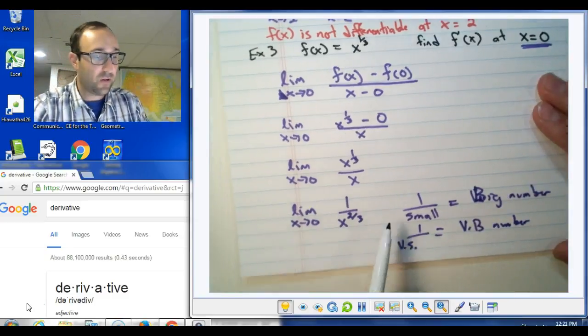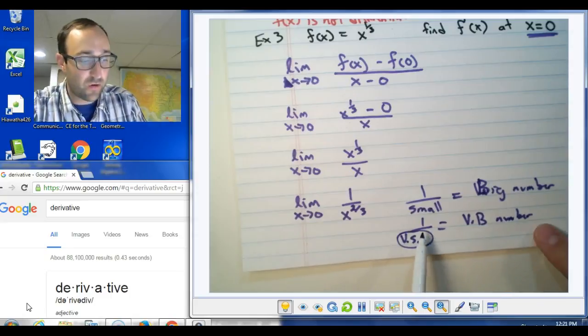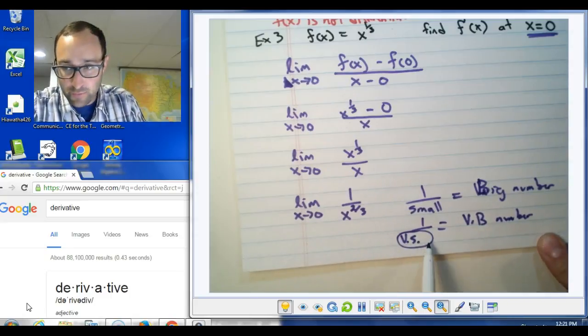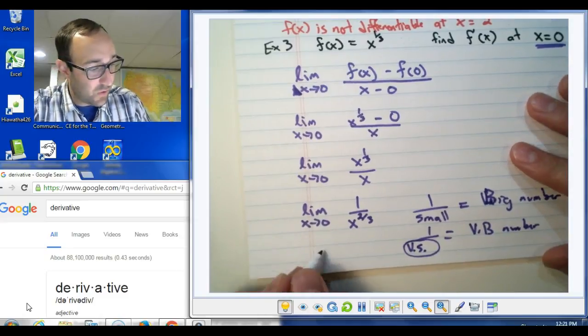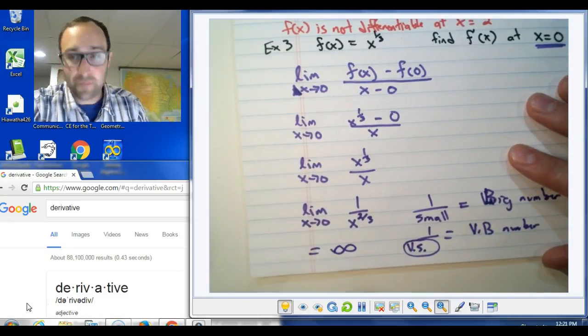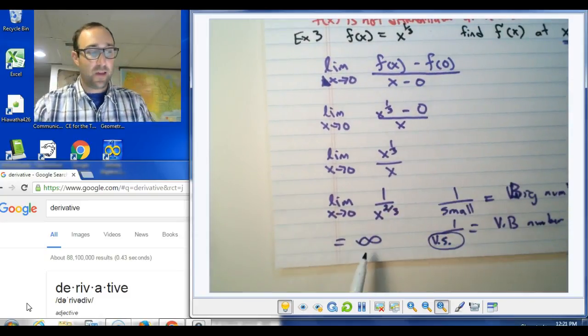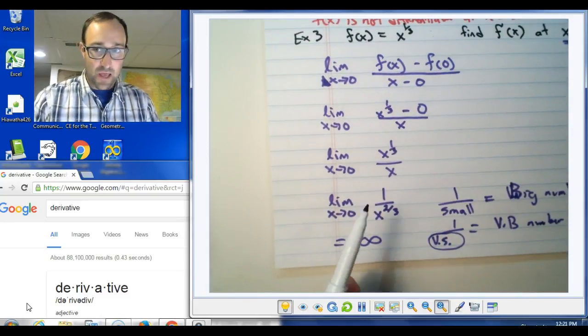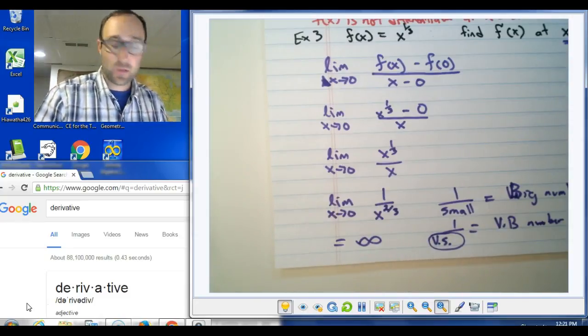So if we get closer and closer to 0, as we approach 0, x to the 2/3 becomes really close to 0. This other thing, 1 over a very small number, becomes a very big number. So we can say this limit is going to equal infinity. Which means, if it's infinite, we're probably going to have a vertical asymptote, or a vertical slope.